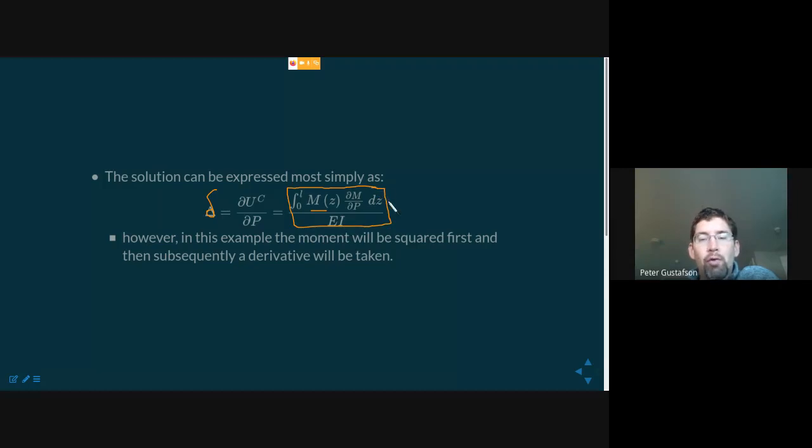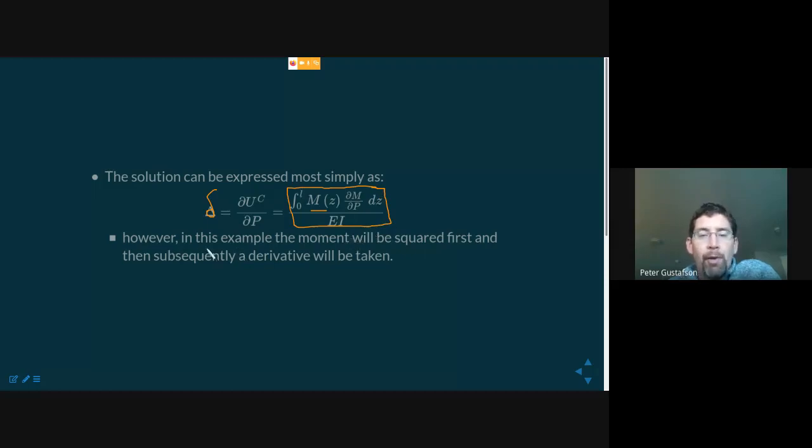You always should sort of start with that form when you're doing these, because it'll make the math a little bit easier. But if you do it the other way, if you square the moment first and then take the derivative, that's fine too. You'll get the right answer as long as you do it correctly. It's just more opportunity for algebraic error. So this is a good form to put it in.